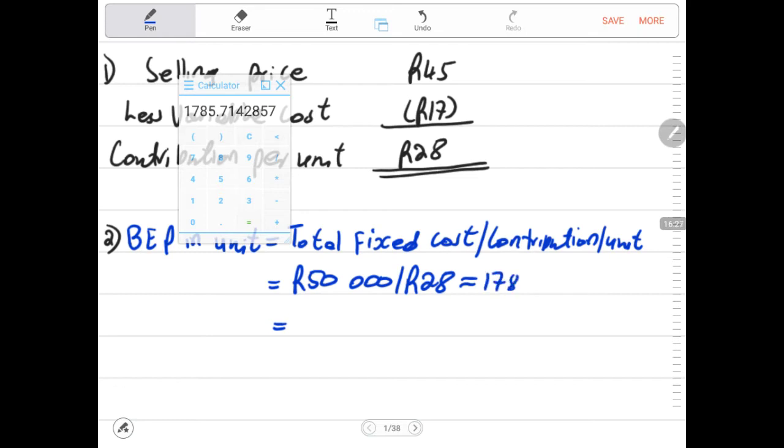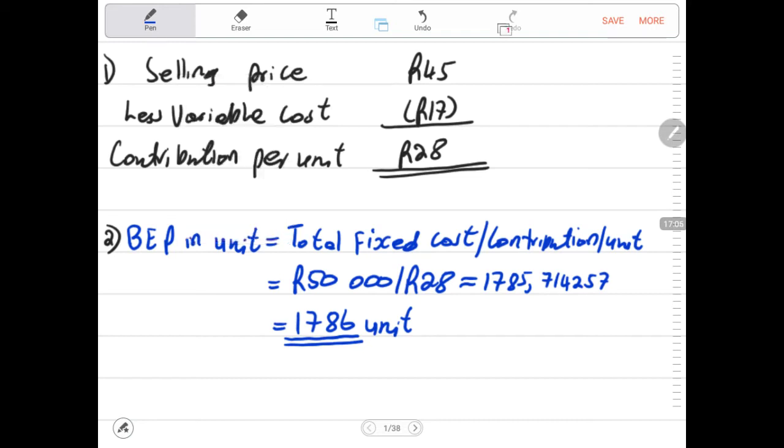It is 1785.714257, which is equivalent to 1,786 units. That means when the company sells 1,786 units, it will be at the break-even point. That means when the total fixed cost is approximately equivalent to the contribution. So now 1,786. I was just verifying that now in my computer.